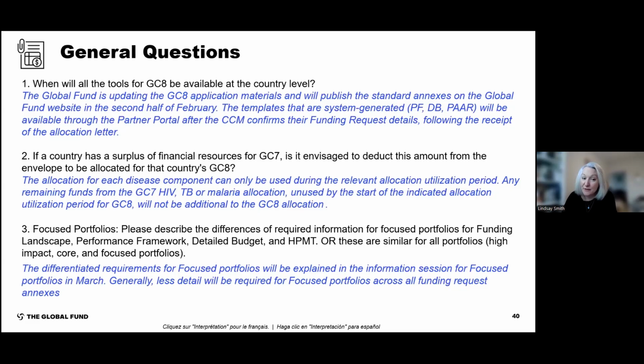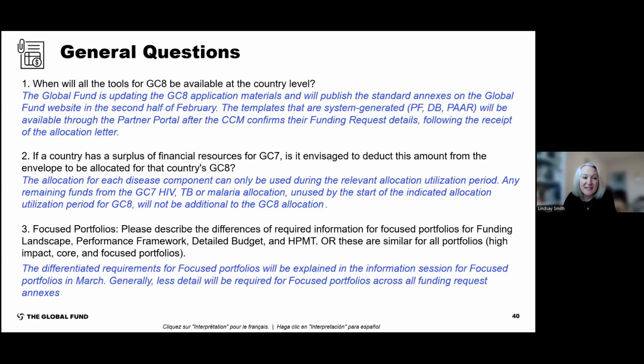So any remaining funds from the grant cycle 7, HIV, TB, or malaria allocation, if they're unused at the start of the indicated allocation utilization period for GC8, will not be additional to the GC8 allocation. So if there are unused funds at the end of GC7, they will not be able to be used in the GC8 allocation utilization period.